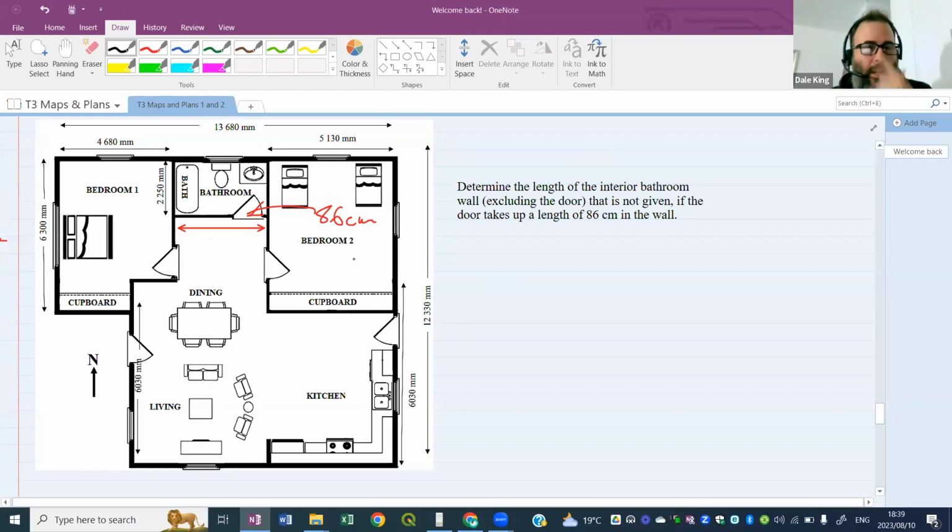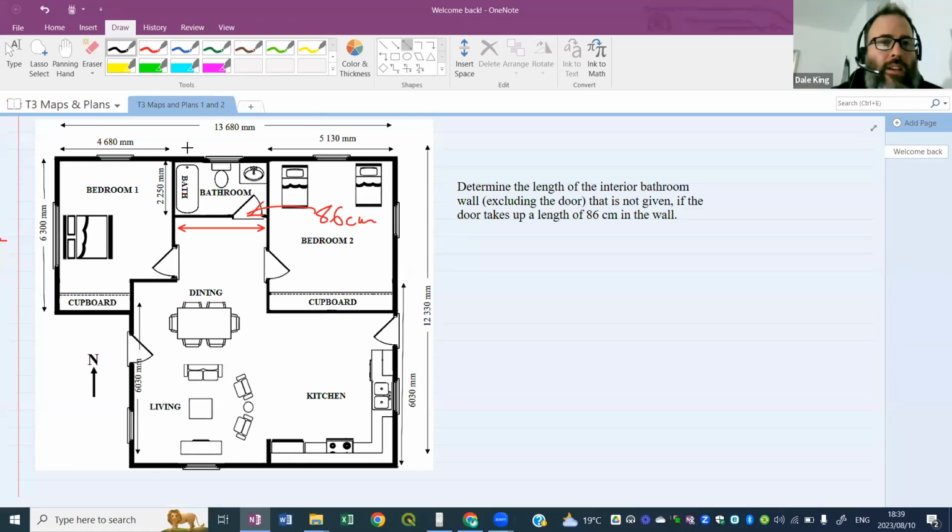Tell me, how am I going to do this? I'm good. Okay. How am I going to work this out? I need the length of this wall without the door. So we already know that the given length is 86 centimeters for the door. What we have to do is look at how long it is from the wall of bedroom 1 to bedroom 2.